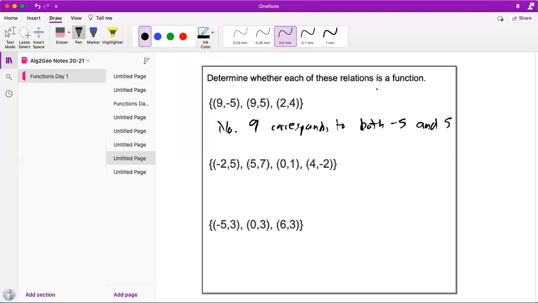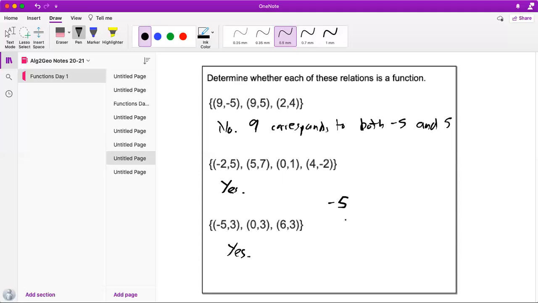The shortcut for problems that look like this is to just look at the domain values first. And if none of them repeat, then it's going to be a function. -2, 5, 0, 4. None of those repeat, so it's a function. -5, 0, and 6. None of those repeat, so it's a function. And remember, all I'm looking at is the domain values. The fact that 3 appears as the range value in every one doesn't affect whether or not it's a function. The only thing that does is whether or not the domain values repeat.